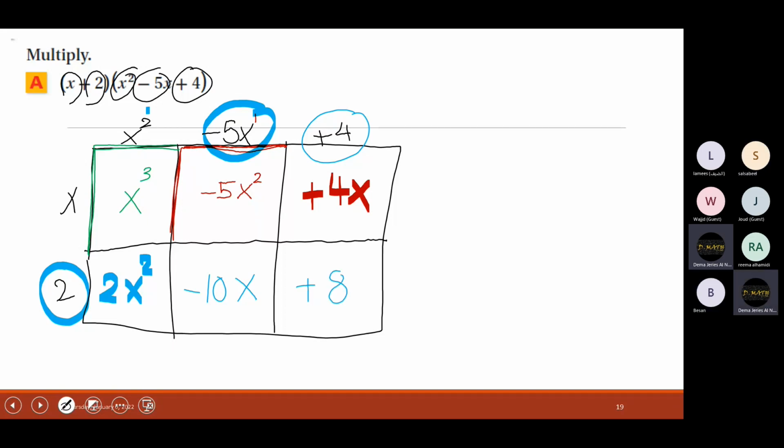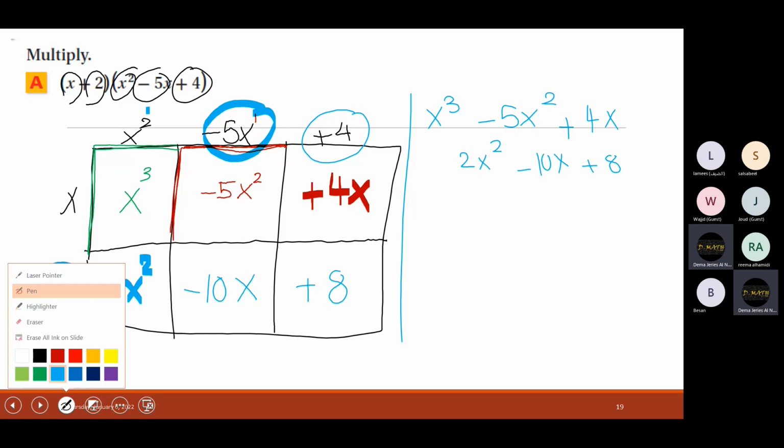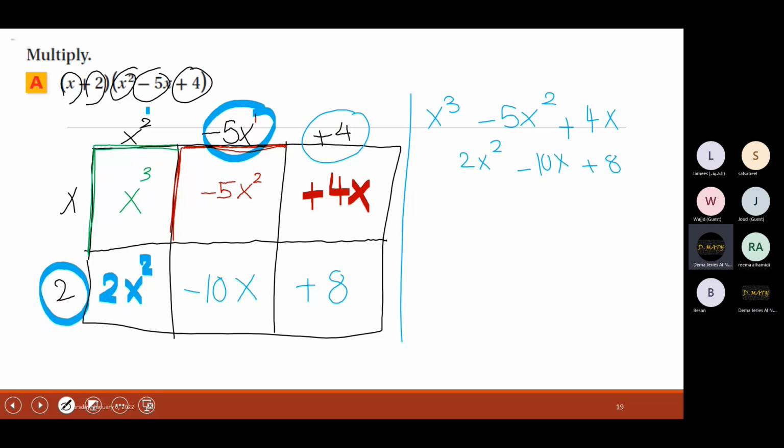Then after that, I will rewrite them together. Let's see how. I will write x cubed minus 5x squared plus 4x, 2x squared minus 10x plus 8. Then I will try now to combine the like terms together. Now x cubed, is there any term that has a cubic power here? No. So you keep it as x cubed.